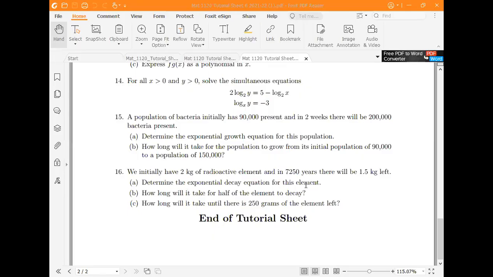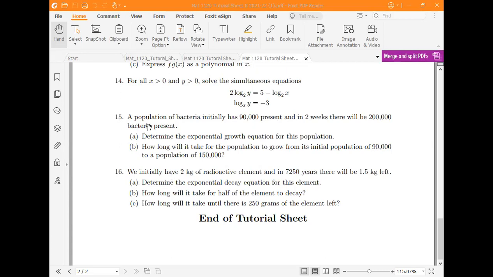So we want to look at the application of exponential and logarithmic functions. Specifically, question 15 and 16 of this tutorial sheet.